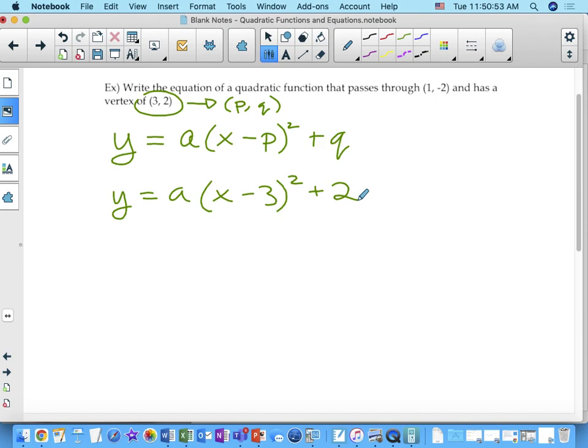We need to know the value of a. What information have we not used yet? Correct. We haven't used the fact that we know a point on this parabola, on this quadratic function. What do you think we could do with this point? Sub it in, not just for x, for x and y. If we sub 1 in for x and -2 in for y, then we'll only have one unknown, which is a, and we can solve for it. Okay? So we're going to take this and plug in to solve for a.